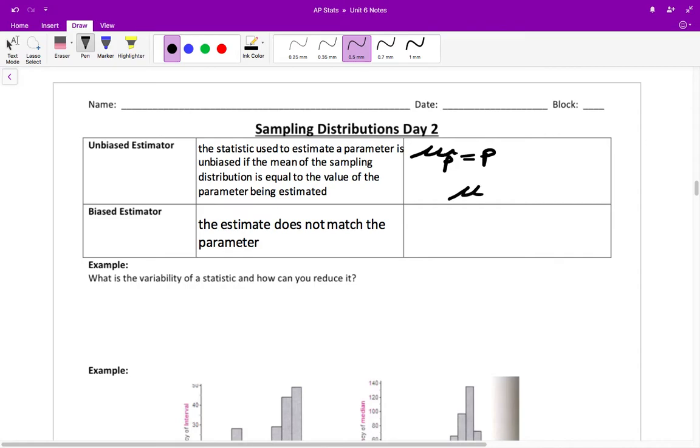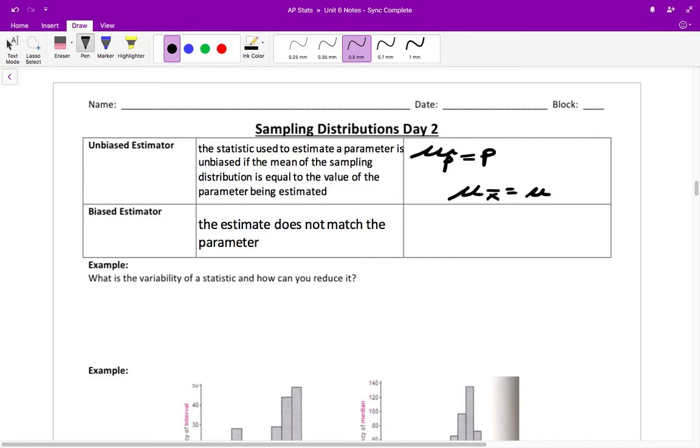Or if you were to take the mean of all of your individual sample means, if that mean was the same as your population mean, then that would be an unbiased estimator. Now, the flip side of that is you can also have what's known as a biased estimator, which is basically where the estimate does not match the parameter.